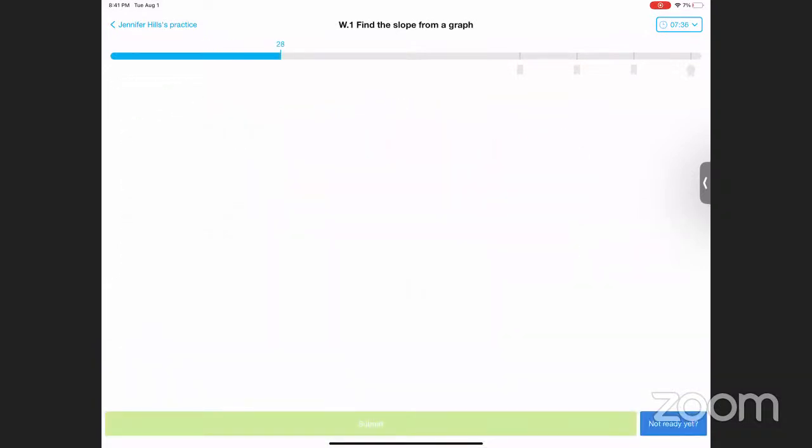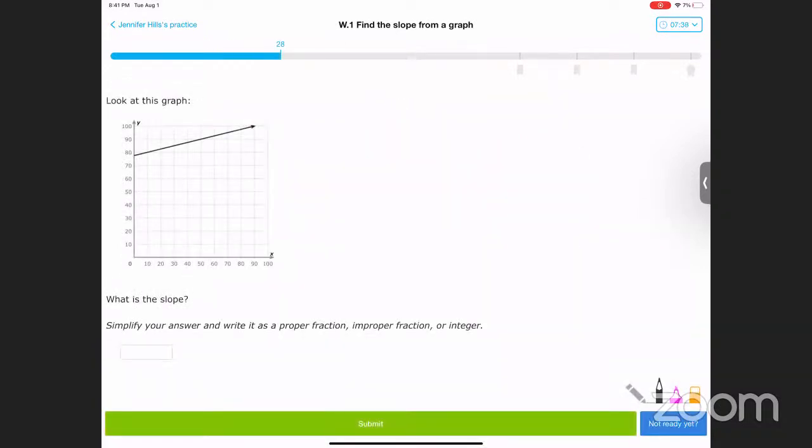Boom. Now it is your turn to practice. Take time to practice finding the slope. And I am actually going to grab that letter from you in case you have access to IXL.com.